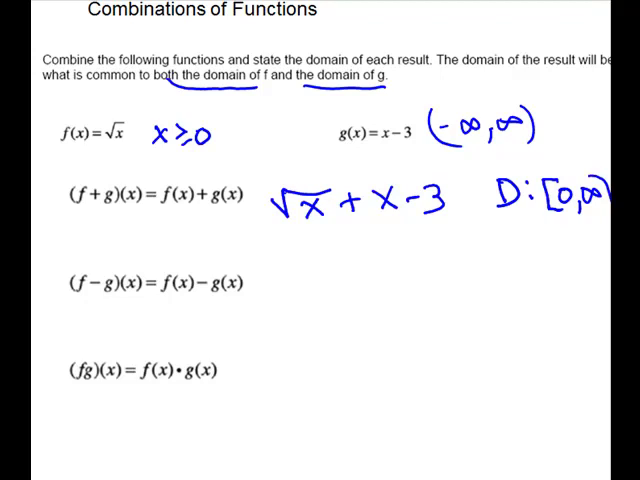All right, when we're going to subtract them, we just have to be careful and distribute that minus to the second one. So our f of x is square root of x minus x minus 3. And it's fine to just go ahead and do that. I'm taking this step just so that you can see I'm making sure to do that. It will have the same domain because it's the same for each of them.